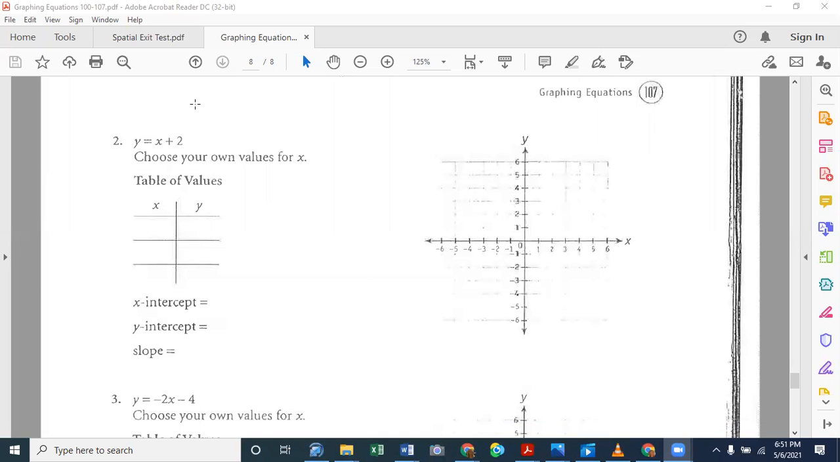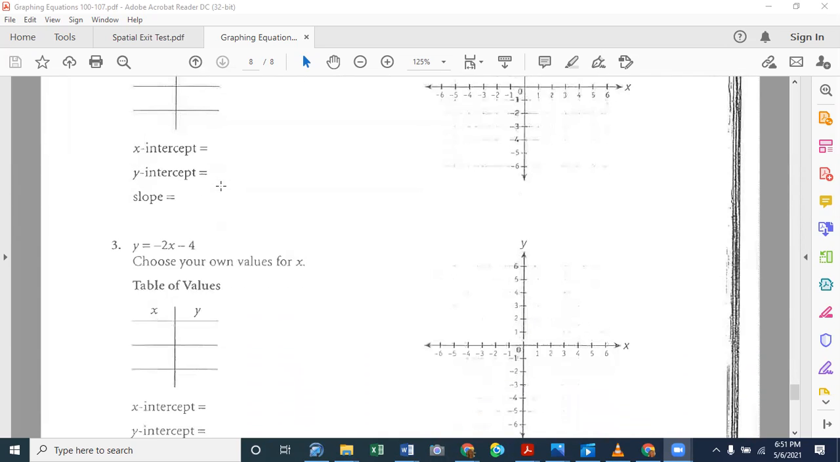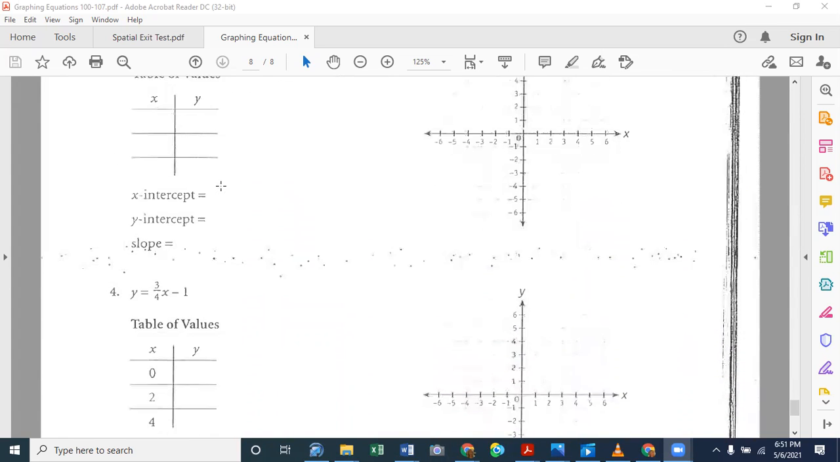So this one, they have you do this again for number 2, and then they want you to do the x and y intercept and the slope, and again for number 3, and again for number 4.